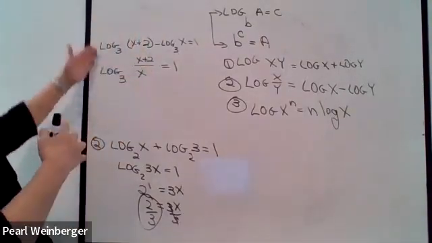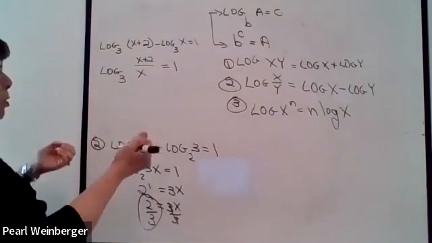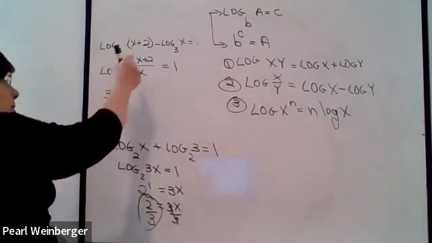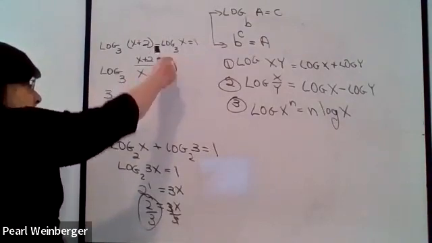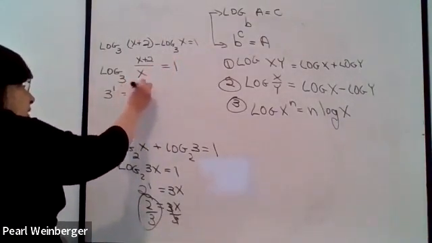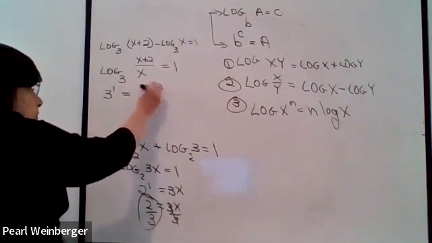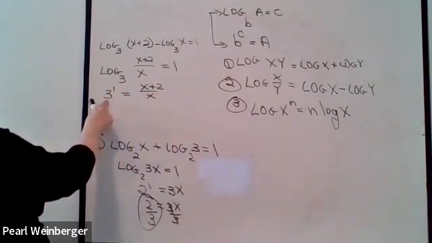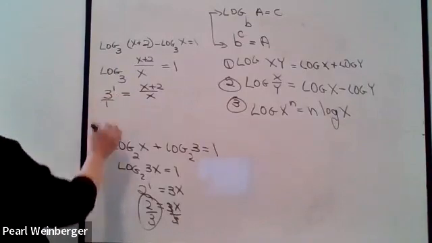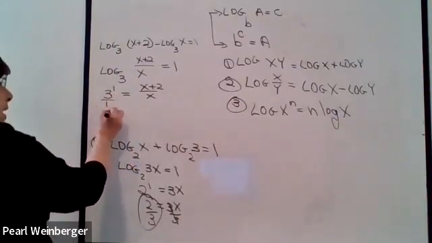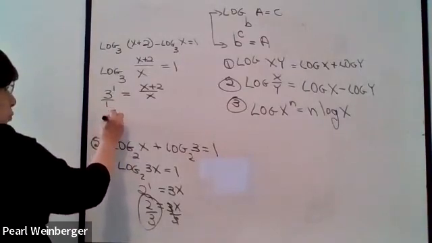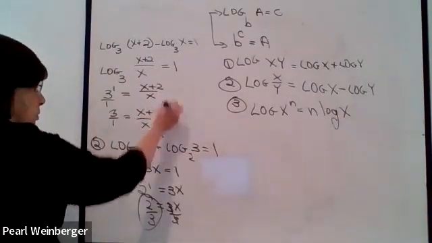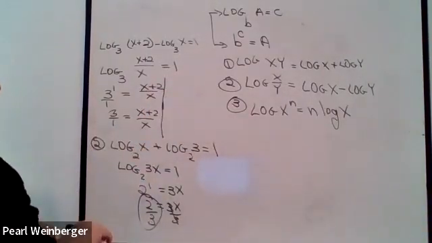And again, now we have a single log equaling a number, so we can go to the exponential form. My base here is 3. My exponent is the number on the other side of the equal sign, which is 1. And that equals x plus 2 over x. Now, since this side is a fraction, I'm going to write this side as a fraction also by putting it over 1. So what I really have is 3 to the 1, which is 3 over 1, equals x plus 2 over x.